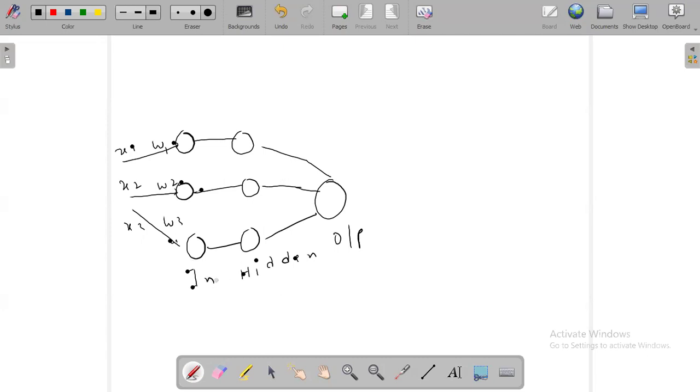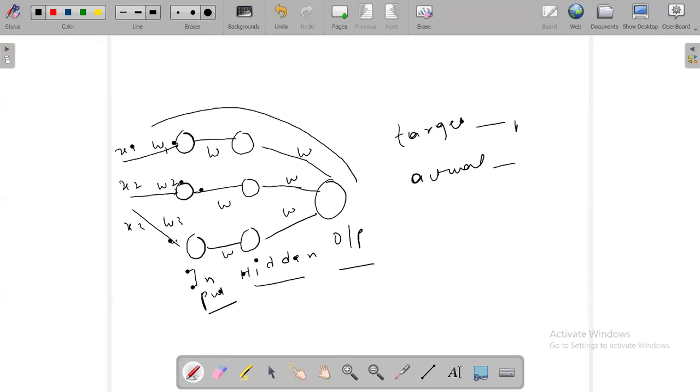So this is our input layer, here we'll have the hidden layer, and then the output layer. Whenever I move forward, I have the corresponding weights for each connection. We have two types of output: one is the target output, and what I got is the actual output. Suppose my target output is 1. After calculating this complete process, I get only 0.6. Now my actual output is 0.6.